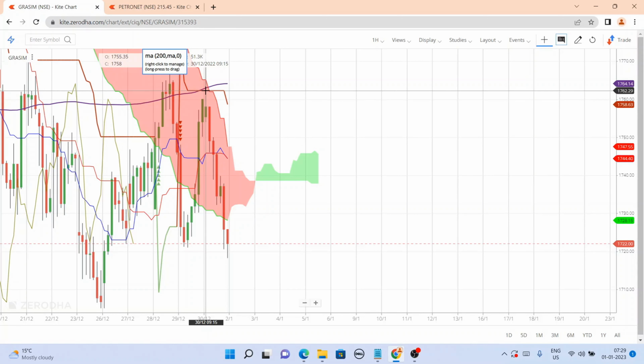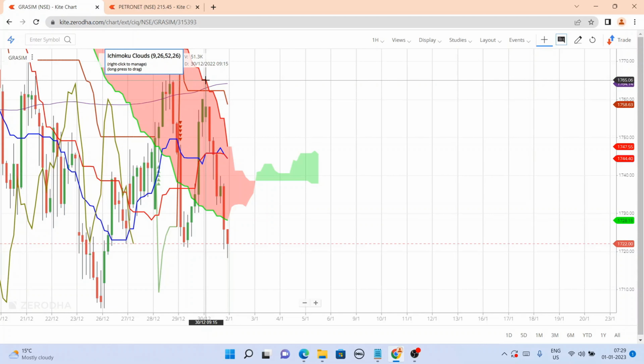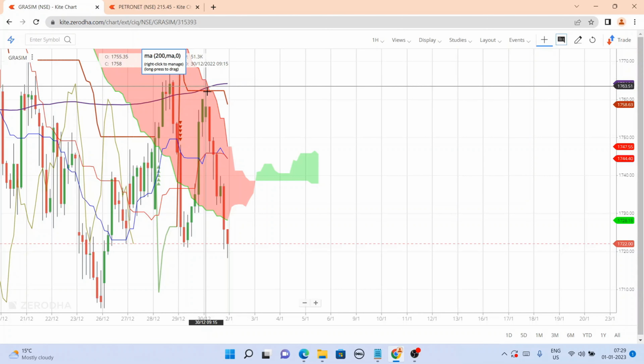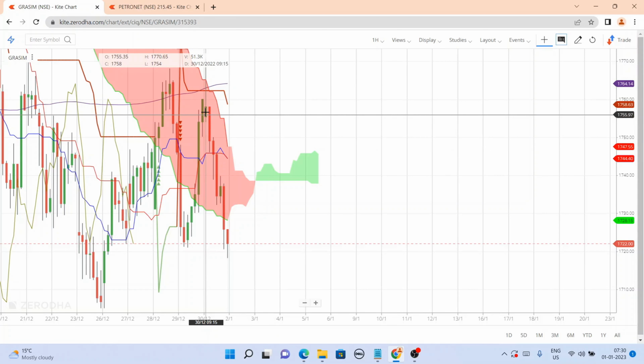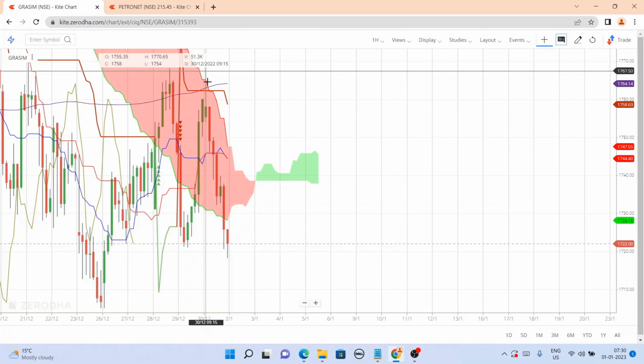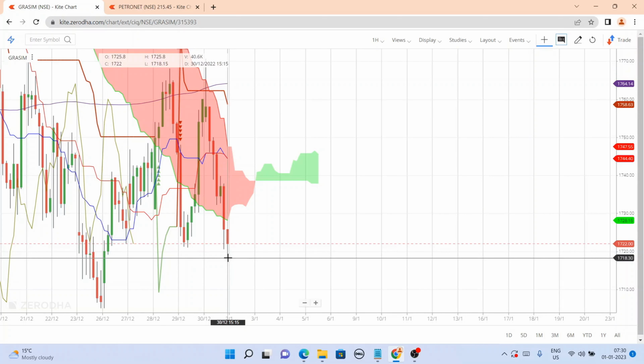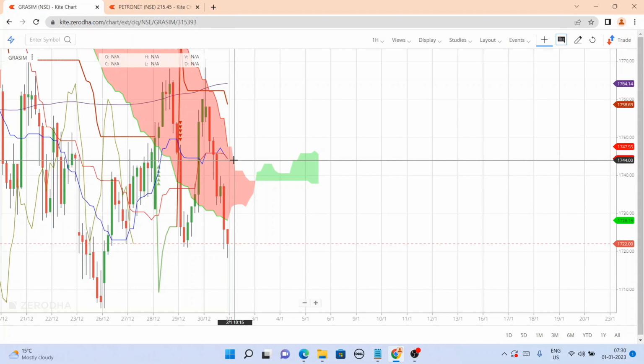So in this case, let's say that I take a trade near 1765. My stop loss would be somewhere close to 1782. Okay, so now as you can see here, Grasim made a high of 1771, and then it came down all the way to 1718, which is a very good return for an intraday trade. We are looking at close to 3% on an intraday basis, which is pretty decent.